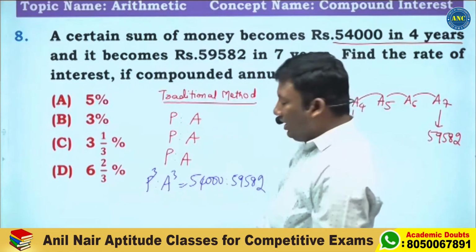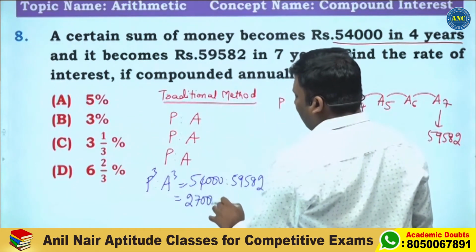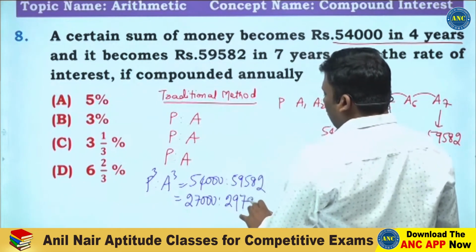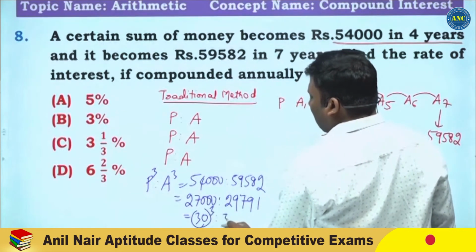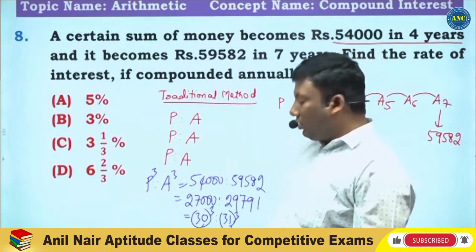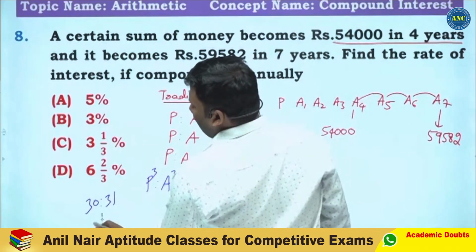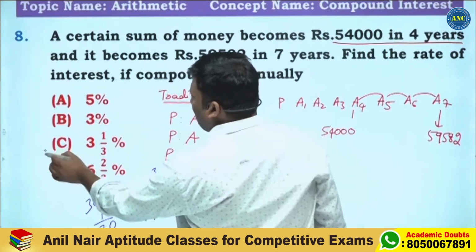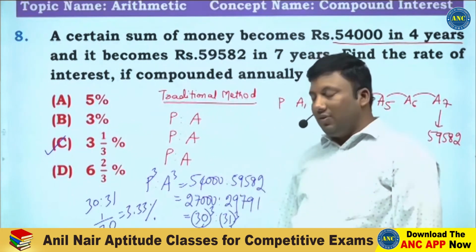30 cube is 27,000. So I am dividing 27,000 by 2. 2 nines are 18, 2 sevens are 14, 2 ones are 2. This is 30 cube, and this is 31 cube. You have to find the 31 cube and tell that this will be the number. So 30 is to 31. It is 1 out of 30. It is 3.33 percentage. If you solve like this, it will take some time.